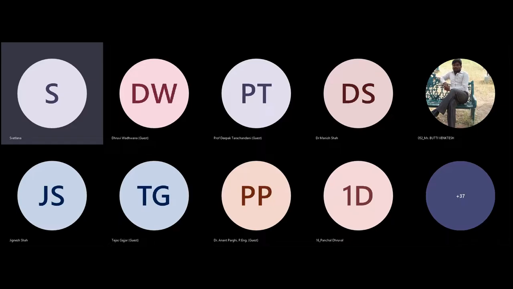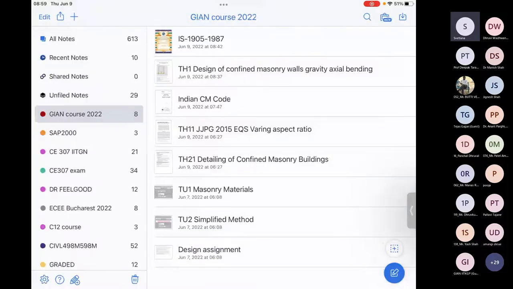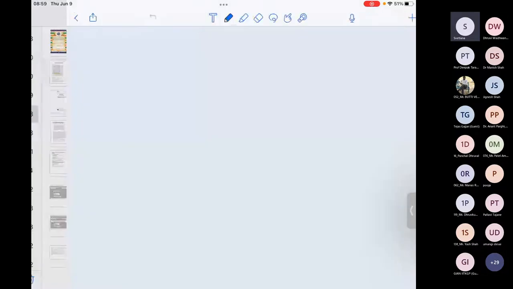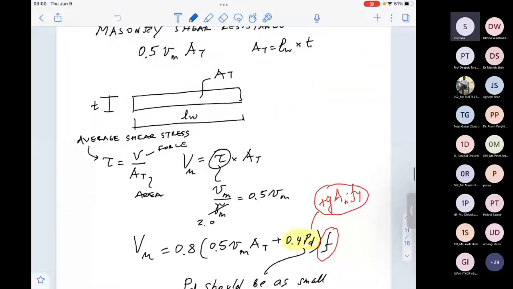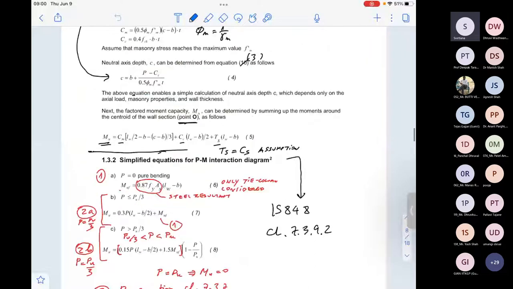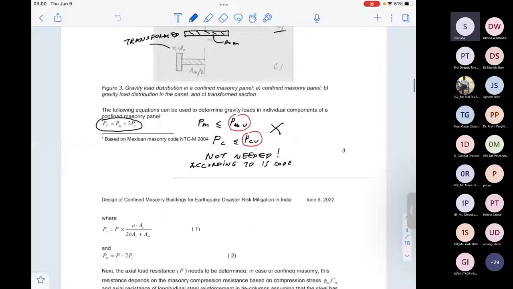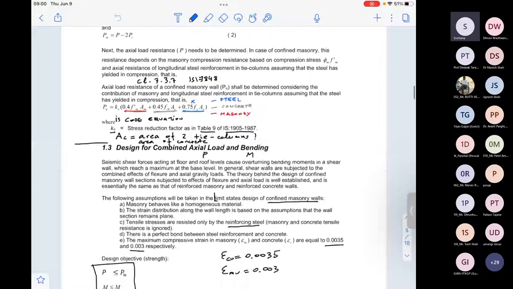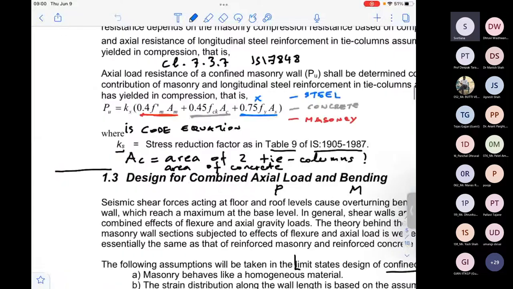Share, as during the first lecture, I did not have access to IS 1905, and this is related to this equation, which is very important. In fact, there are two aspects I would like to mention. That is the equation which actually governs a lot, the equation for axial load resistance, on page 4 of the handout. That was the first topic we discussed.